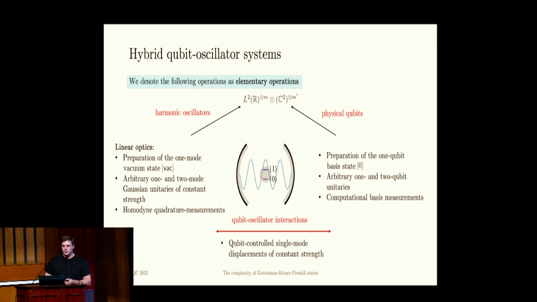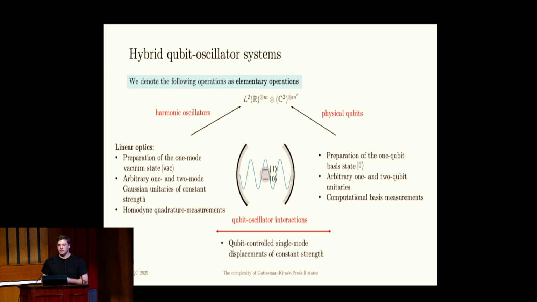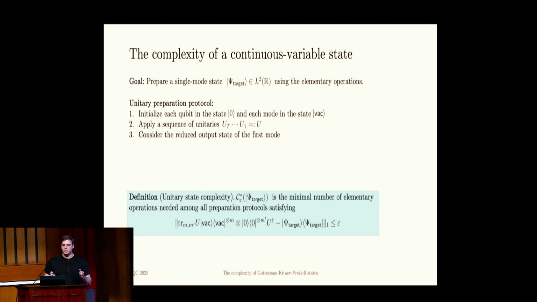So what we want to do now is we say that all of these operations are elementary operations, and we want to attribute to each of them 1 unit of complexity. With this preparation, we can finally define the complexity of a CV state. In this talk, we'll only consider single mode states, but it can easily be generalized to the multi-mode case.